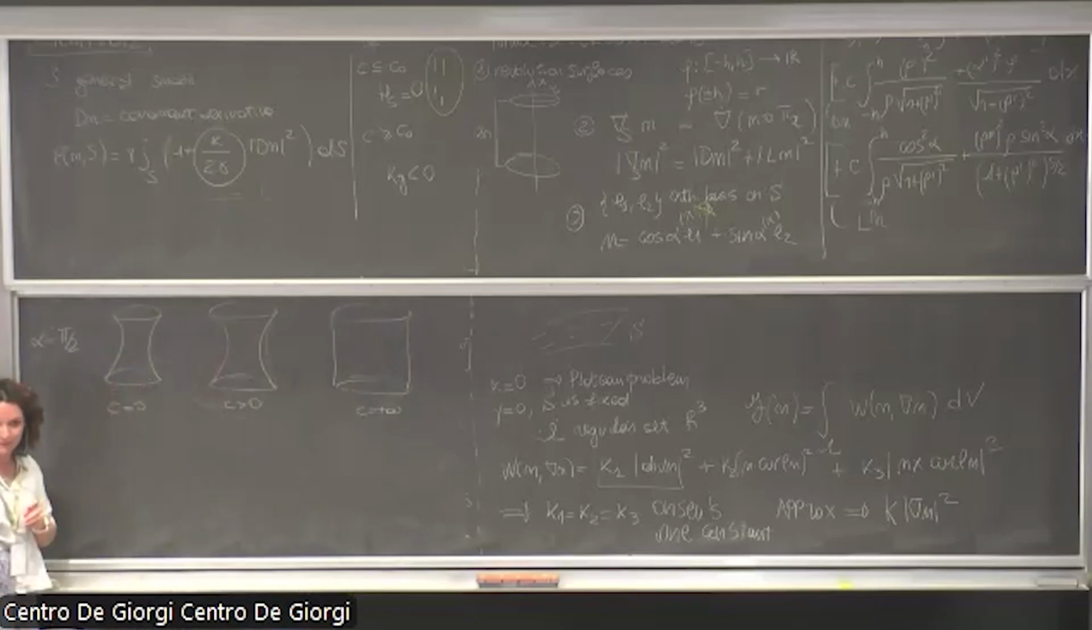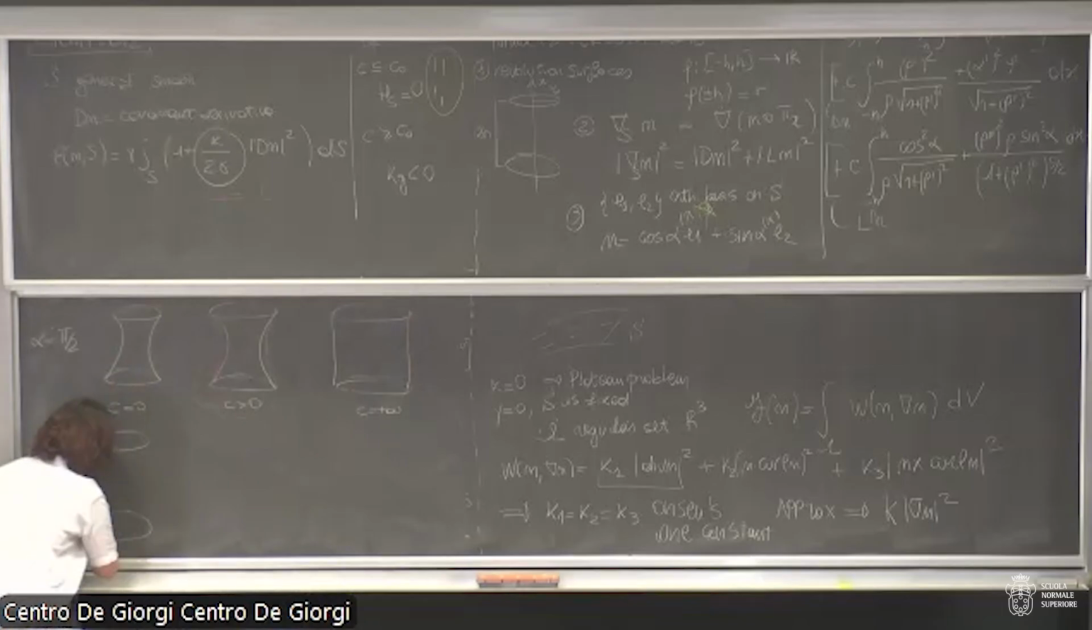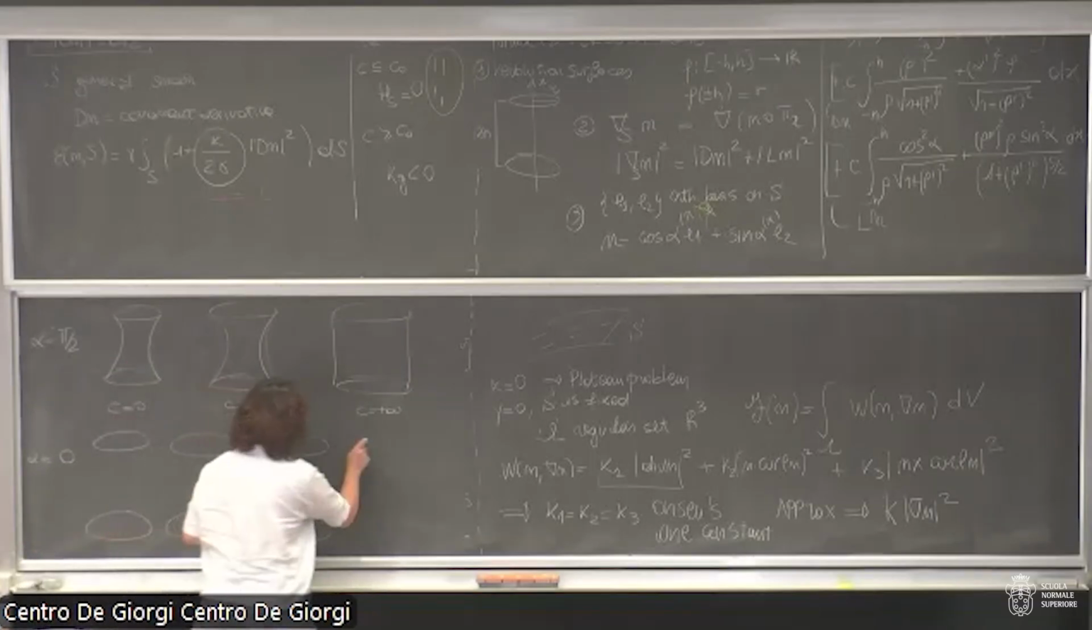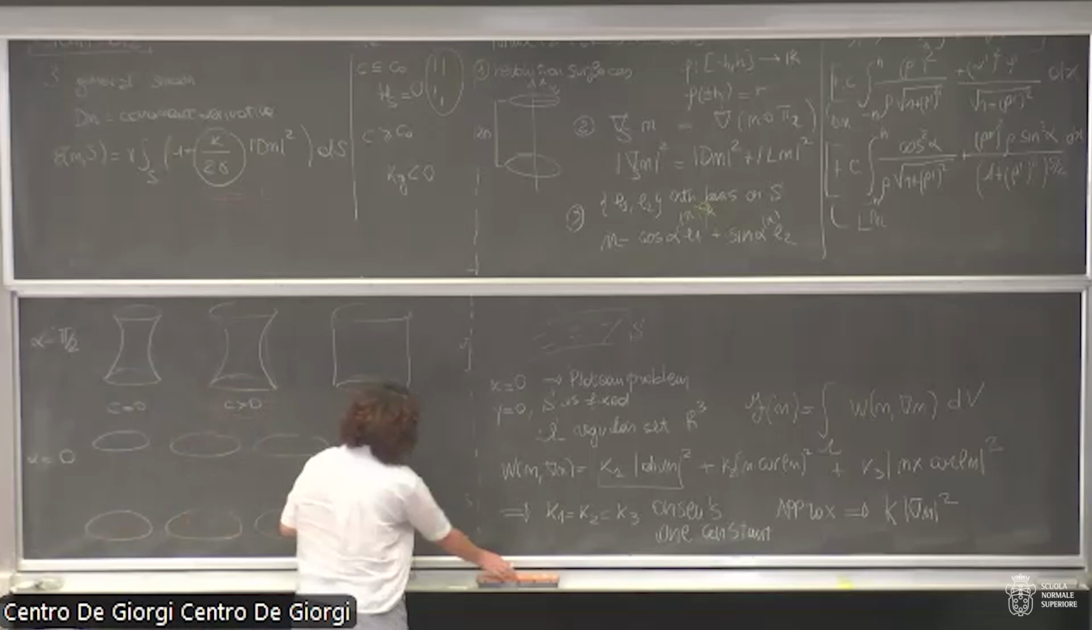So in the case where the nematic is not present, they make another study, which is the case of alpha equal to 0. So the nematic is aligned along the parallel. And you get more configurations.